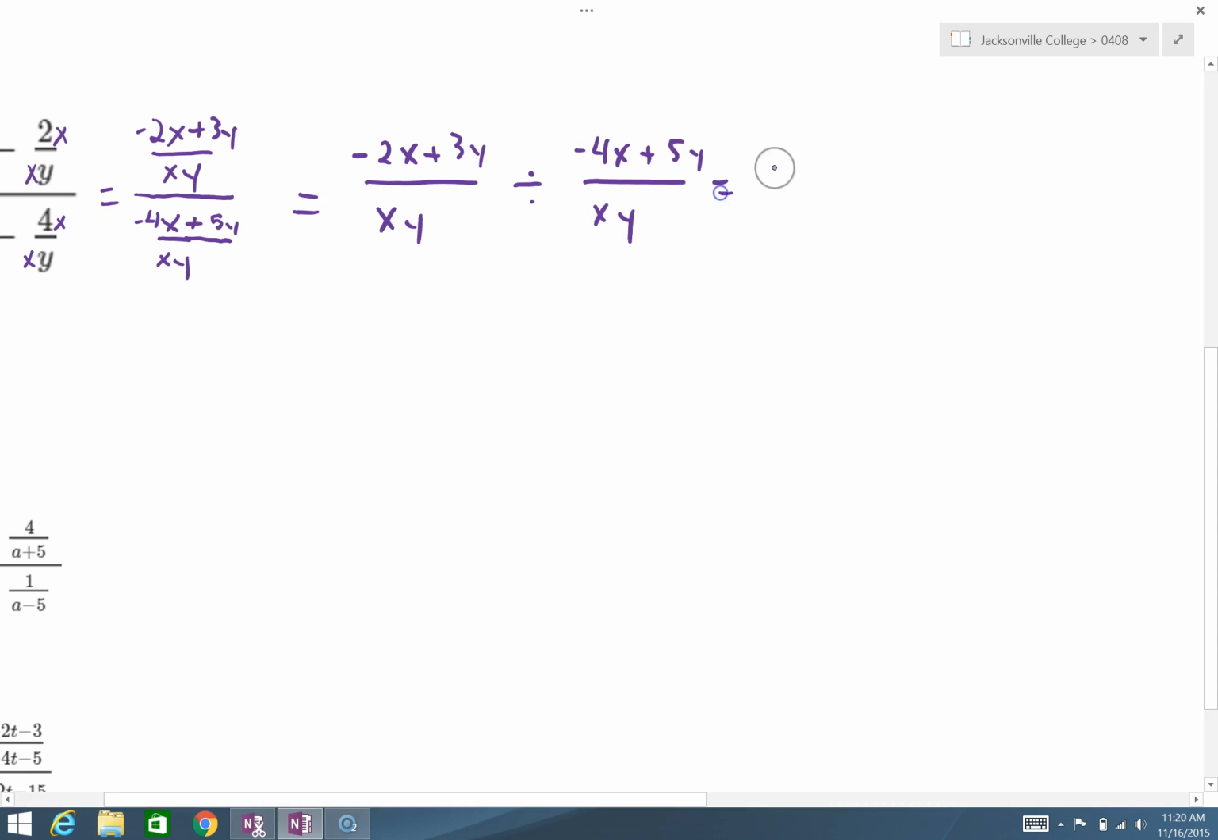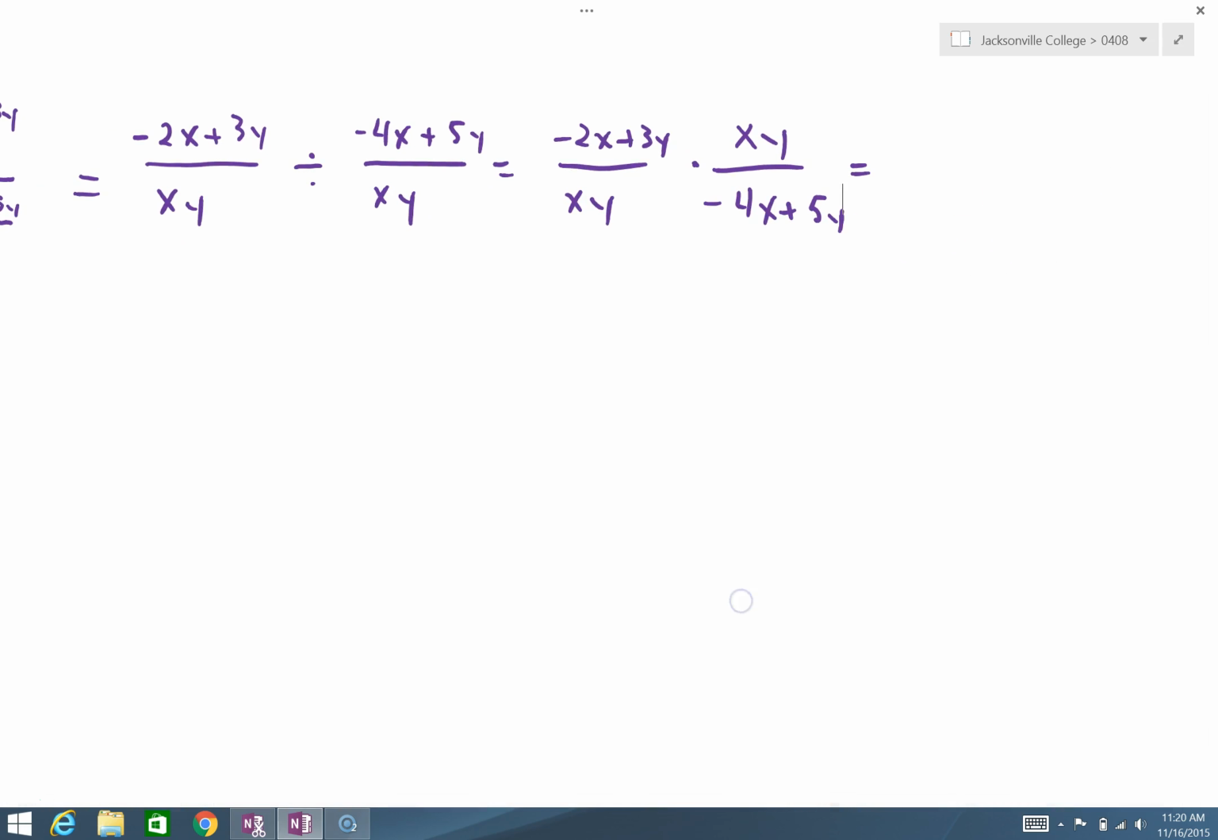So, negative 2x plus 3y over xy. We leave the first fraction the same, times the reciprocal of the second one, flipping it over, xy over negative 4x plus 5y.